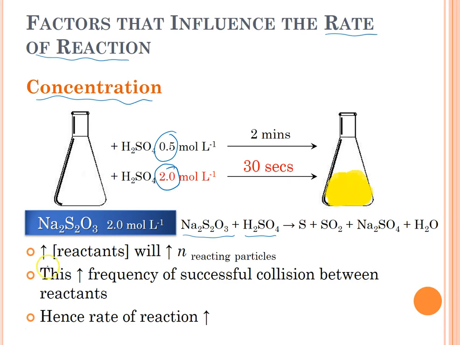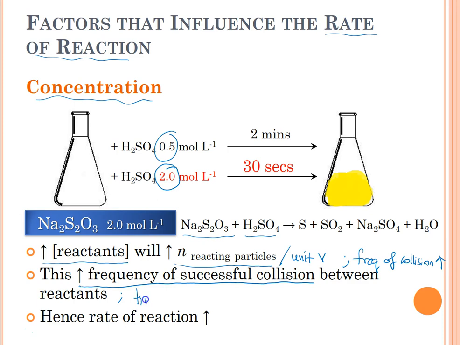And as the concentration of reactant increases, the number of particles per unit volume also increase. With this, the frequency of collision would increase. And this will result in an increase in the frequency of successful collision between the reactant particles. Hence, the time taken for the reaction would decrease to complete the reaction. Thus, the rate of reaction increases.